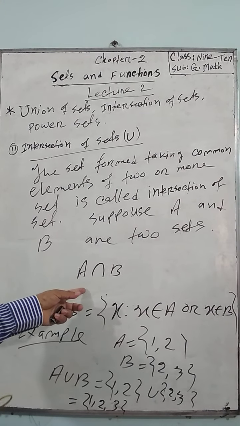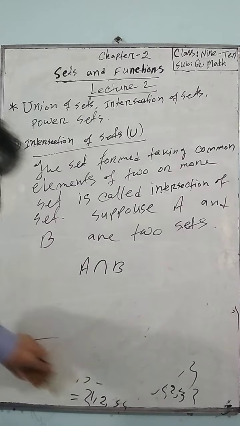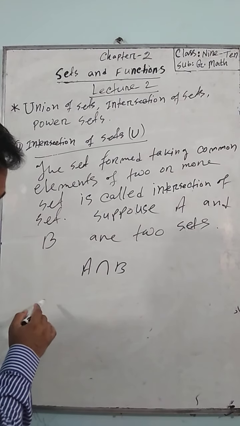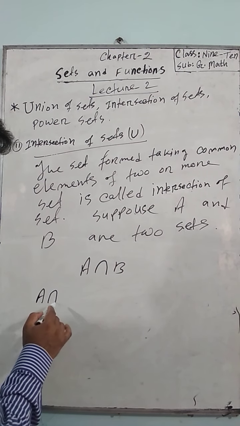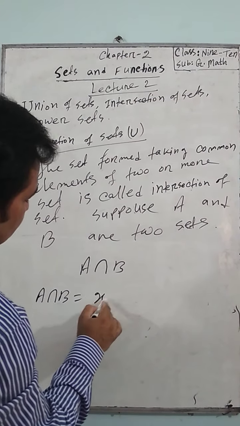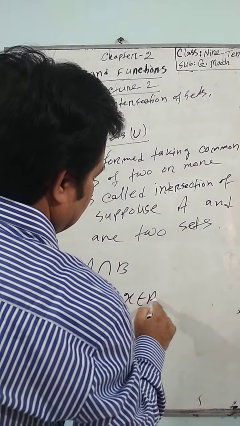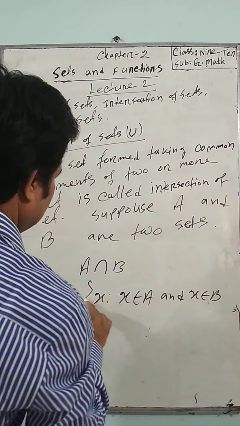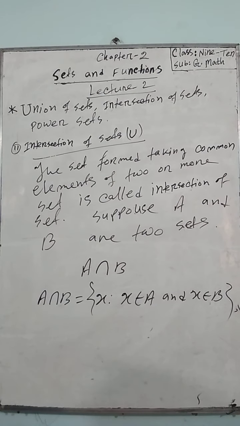This means common. In set builder's method, we can write A intersection B is {X such that X belongs to A and X belongs to B}. This is the set builder's method of A intersection B.